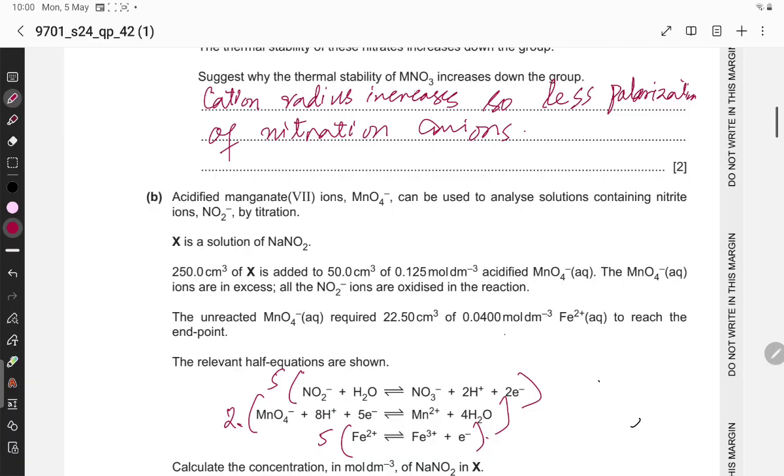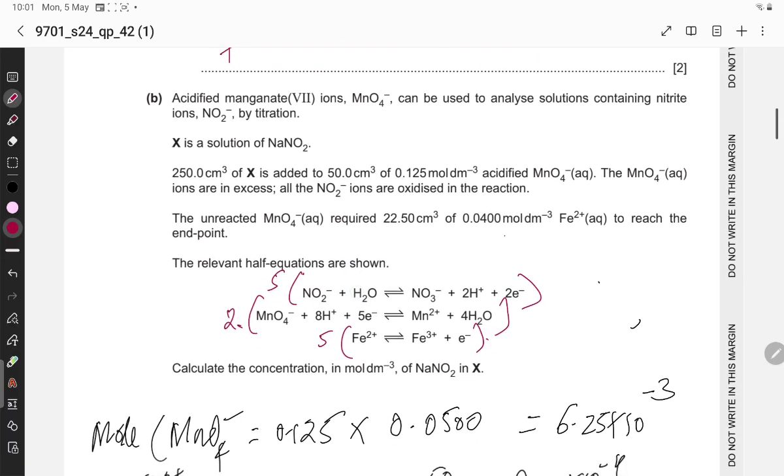Suggest why the thermal stability of nitrates increases down the group. Cationic radius increases, so there is less polarization of nitrate anions by the cations. So that's why thermal stability increases down the group.